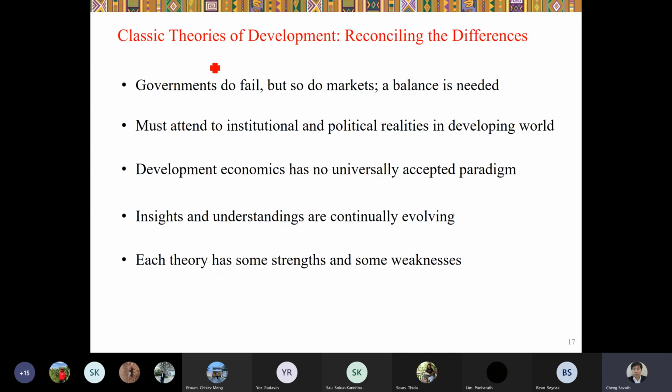These four groups of theory highlight the role of the market and also the government. We can see that the government does fail sometimes. For example, in the Soviet Union, which exercised a planned economy where the government decided everything, it was not successful. In China, the same thing: during Mao Zedong, China suffered a lot. It was only after Deng Xiaoping came to power that everything improved.